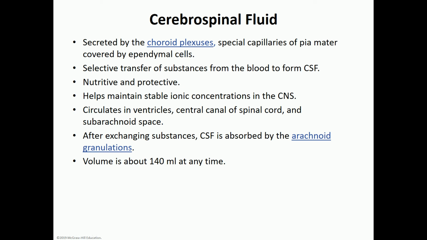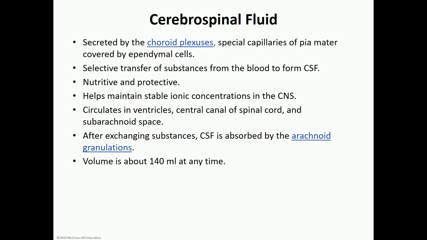So the consistency of the different chemicals in the CSF is not the same as it is in blood, okay? CSF would have a higher glucose level because your brain would need it. It has different ion levels, sodium and potassium levels. So these ependymal cells are making sure that we're changing the consistency of the blood and plasma before it pumps it into the subarachnoid space. You'll find that it has lots of nutrition, lots of protection that the neurons are going to need. It keeps the ionic concentration stable within the CNS.